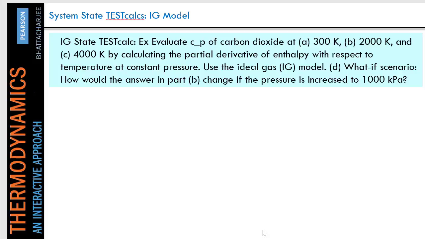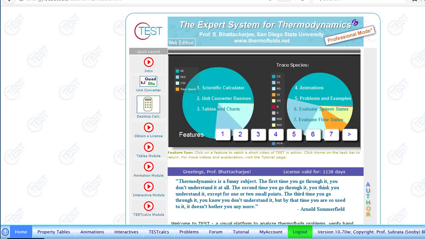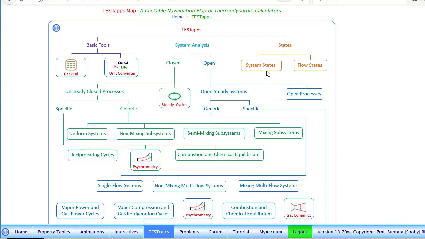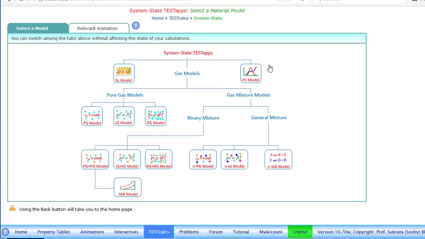This problem is asking to evaluate the CP value of CO2 at different temperatures and constant pressures by calculating the partial derivative of enthalpy with respect to temperature, which is this formula right here. So we're going to use the IG model in TESTcalcs. So TESTcalcs, system state, since there's no flow, IG model.